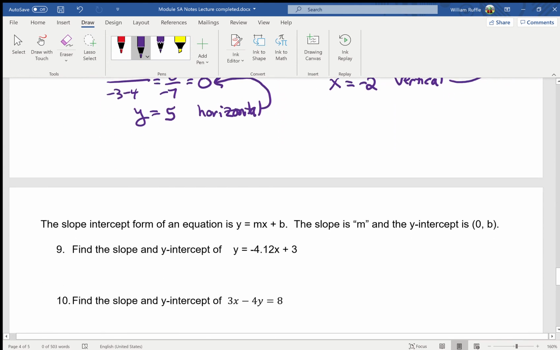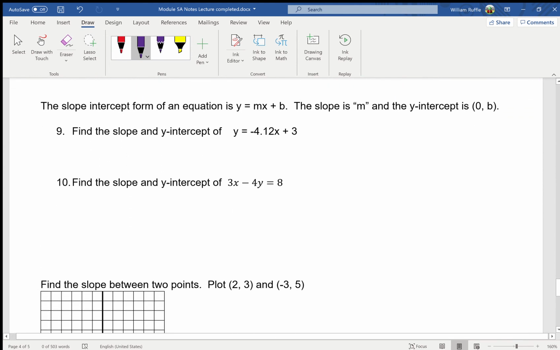All right, another way to find slope is to put it into y equals mx plus b form. The m is what's attached to the x, and that's the slope. And then the y-intercept is the end part here. So what's attached to the x in this one? Well, the slope is negative 4.12, and the y-intercept is the 3 there, so it's 0, 3. Now this is already solved for y, so that's a super easy one.